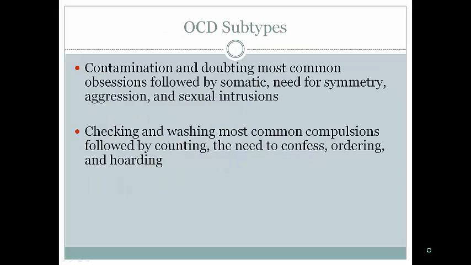There are different subtypes of OCD. Contamination or doubting are the most common, followed by somatic, the need for symmetry, aggression, thinking you're going to hurt somebody, and sexual intrusions. Checking and washing are the most common compulsions, followed by counting, the need to confess, ordering, and hoarding.